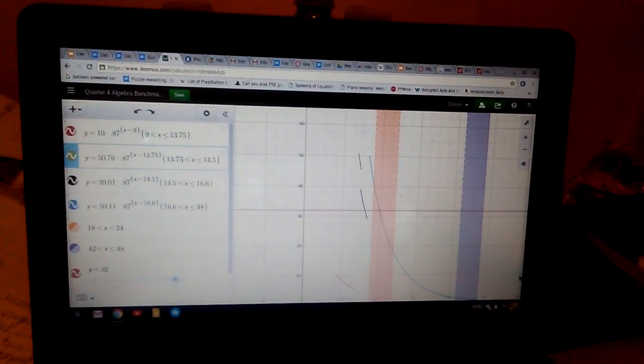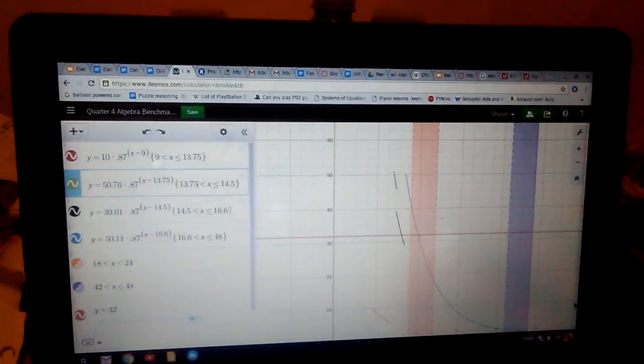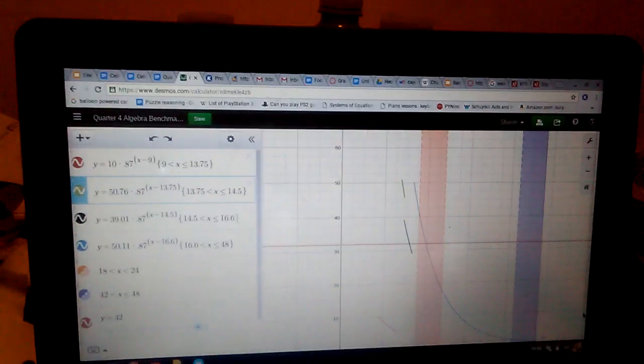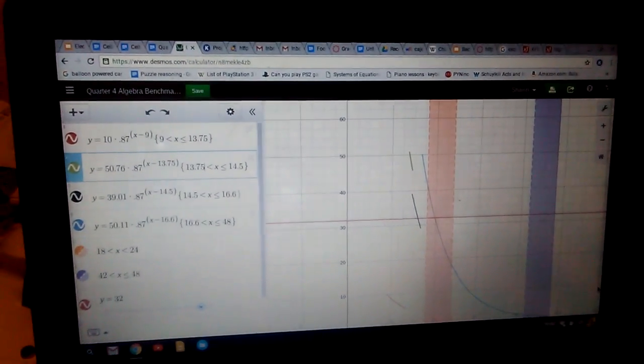This right here is my graph. It is broken up into different sections. This graph represents the amount of caffeine that I have had over the course of 2 days. For this public service announcement, the time period starts at 6 a.m. and it continues over a 48-hour time span, which is 2 days.